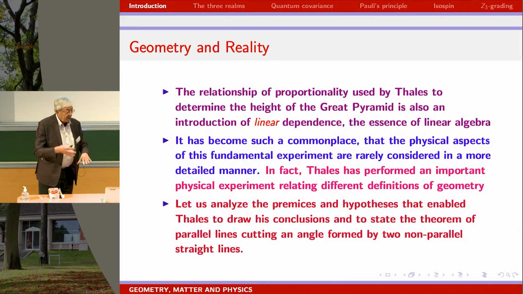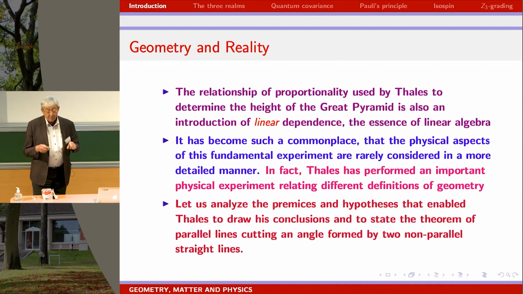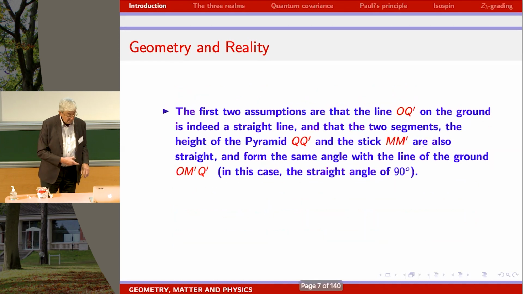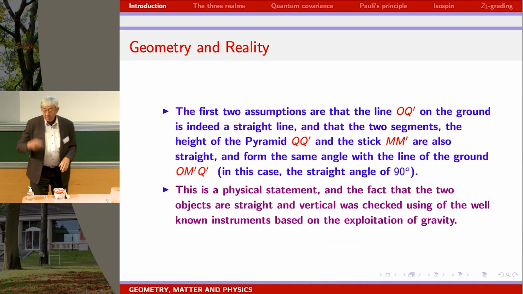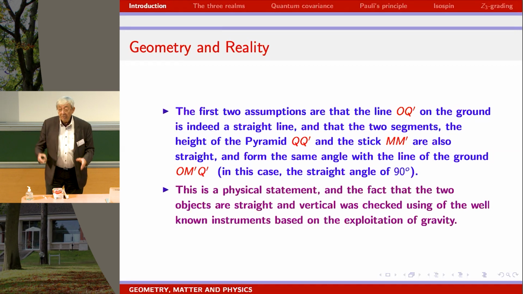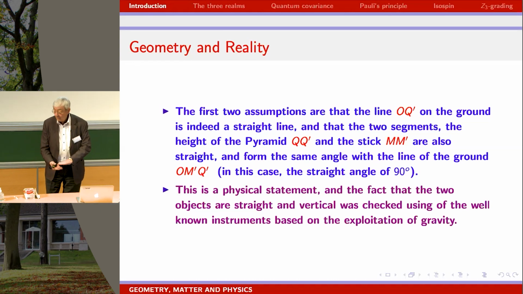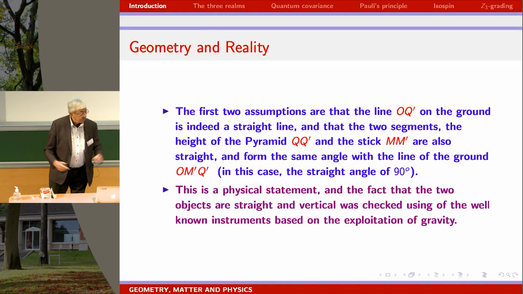One, straight line and right angle came from gravitation. He was using gravitation, as people used the gravitation, to know what is vertical, what is horizontal. So these first assumptions are that the stick and the pyramid were parallel, vertical, and the ground is horizontal, and there is the same right angle here and there.